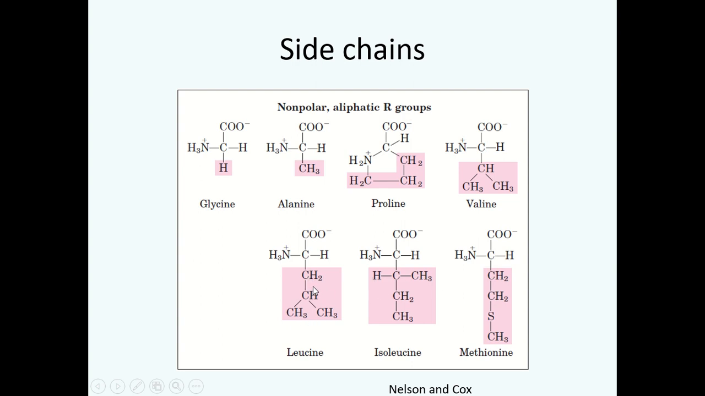Isoleucine is an isomer of leucine, so you just take away this methyl group and you put it on this carbon here, so therefore leucine will be transformed into isoleucine. And the other one is methionine. Methionine contains a sulfur in it, so CH2CH2SCH3.